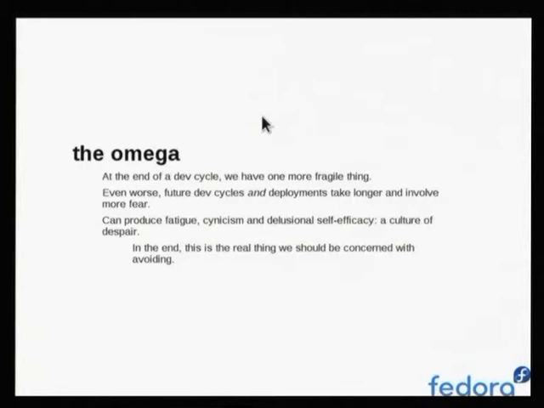The end, like I was saying, is that at the end of the dev cycle, we have one more fragile thing in production. Even worse, future dev cycles and deployments take longer and involve more fear and uncertainty about what we're going to do. We find ourselves hesitating from actually deploying what could be a new simple feature when it has all this other cruft around it. And the effect of this on the morale of the dev team is what you really want to avoid, because we want to have happy, healthy dev teams that can actually function and do more work faster. But if you accumulate all this debt over time, you can have a culture of despair, a culture of cynicism on your team, and those are things that ultimately undermine your entire project, your entire effort.